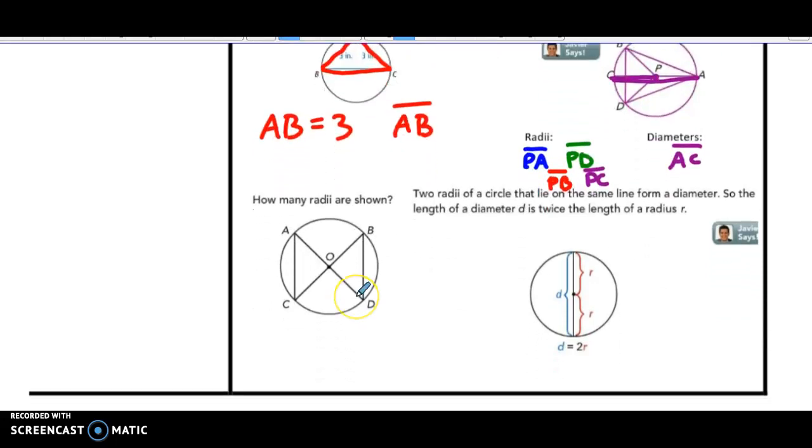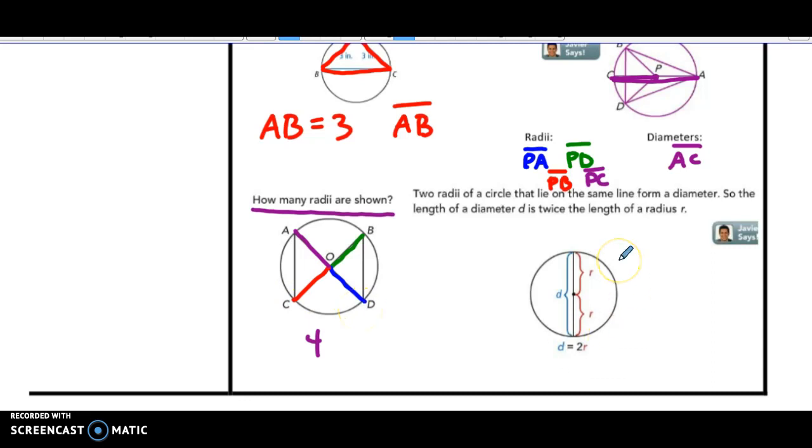Okay, so let's take a look now. Go ahead and pause the video and take a second to decide how many radii you see shown here. And while you're working on that, I'll start labeling. You'll notice I've used 4 different colors to label the 4 different radii. We have OA, OB, OC, and OD.